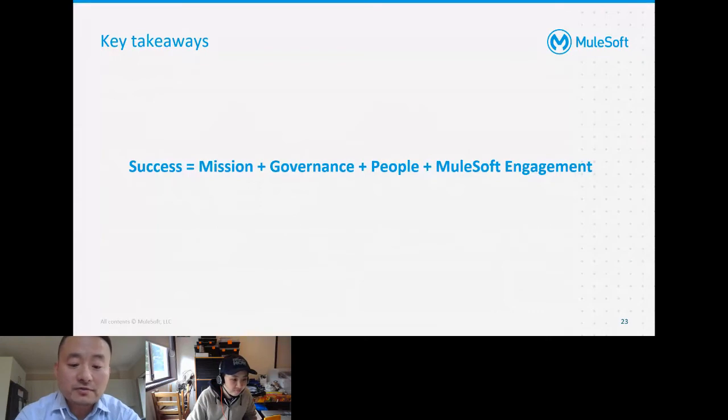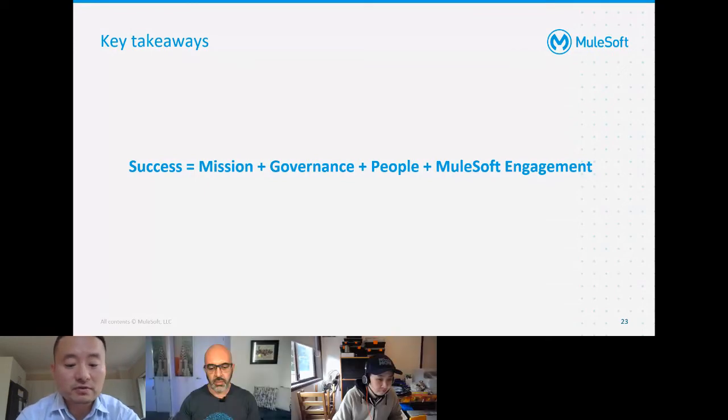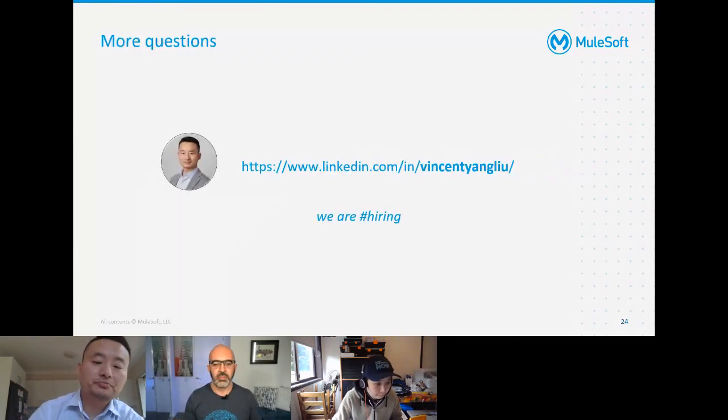To summarize today's session, the key takeaways for implementing a successful MuleSoft enterprise integration practice: set a clear mission that focuses on producing long-lasting assets for the company. Build a strong integration governance for alignment of the development and quality of the delivery, and promote an inclusive, open, and accountable team culture. And last, have the right leverage of your vendor engagement.